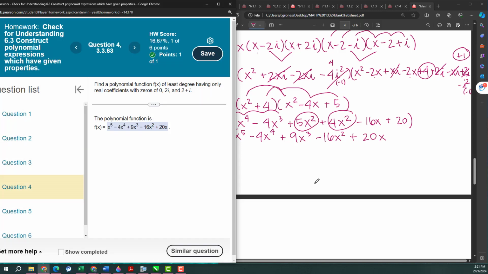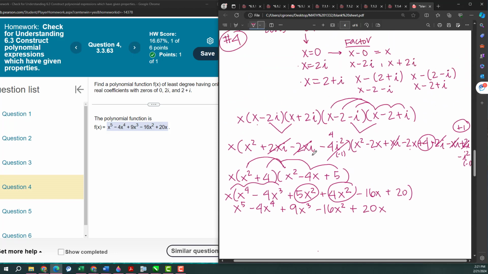Woohoo! So yeah, just when you're multiplying, start with the conjugates because stuff is going to cancel out and you will get rid of those imaginary numbers.